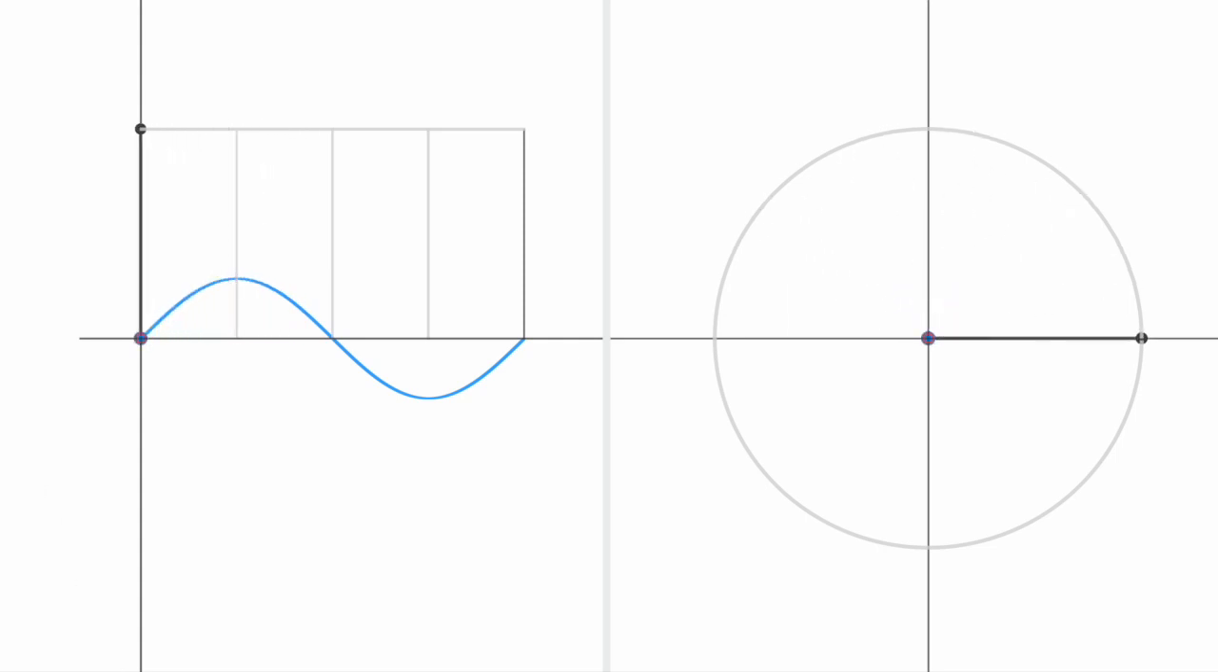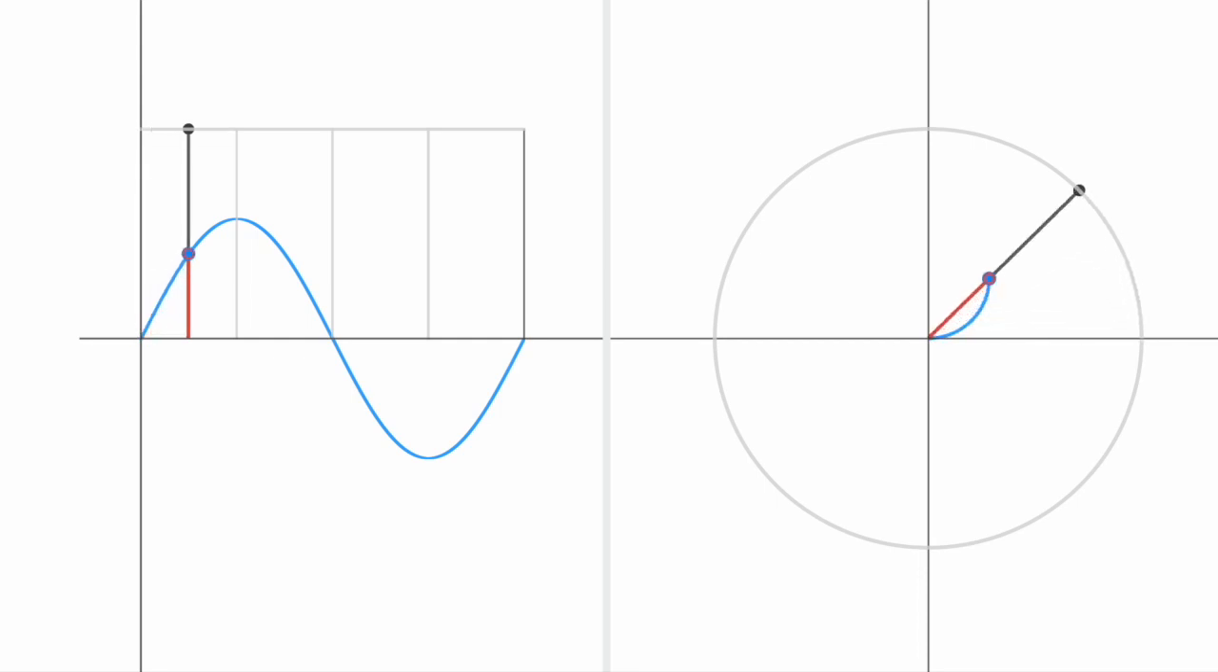Let's make that a little larger. So I'm going to put 2 sine x on here, so that stretches the amplitude on the left graph. On the right, that has the effect of expanding everything from the center out, so we get a larger circle.